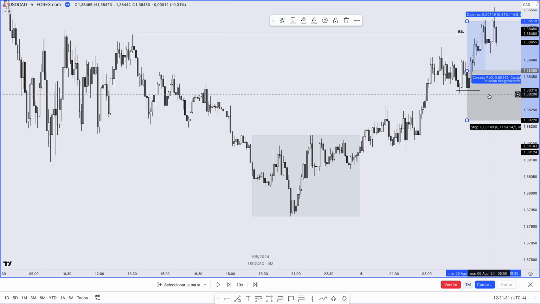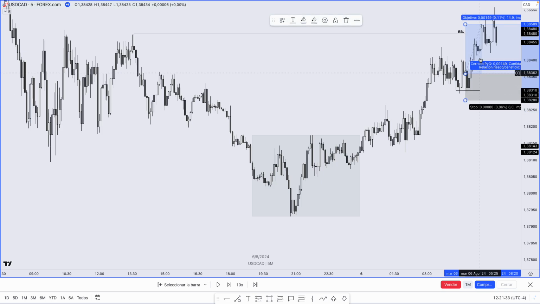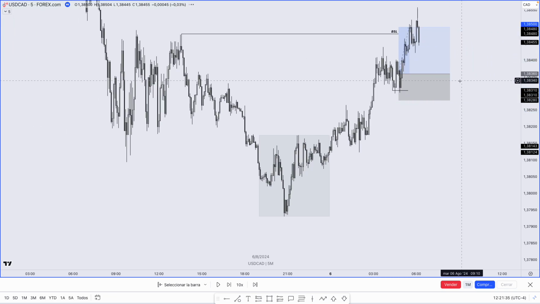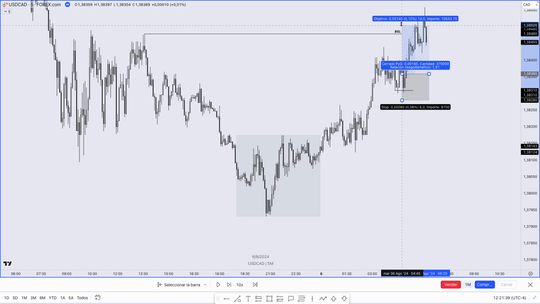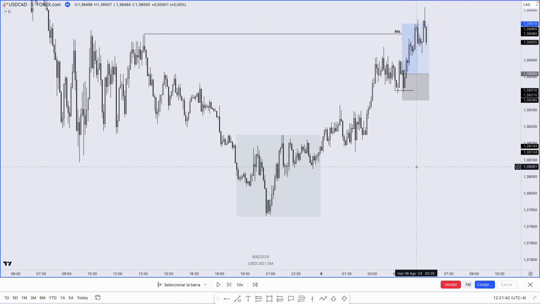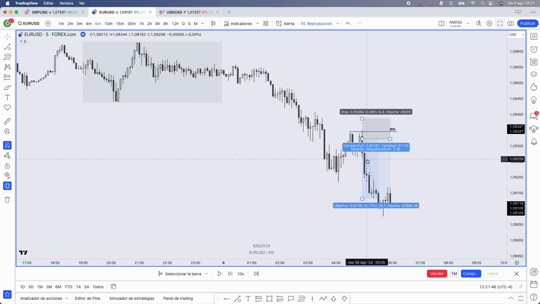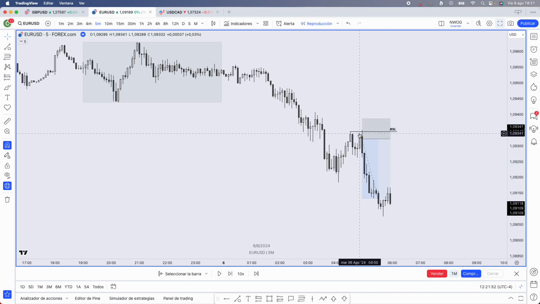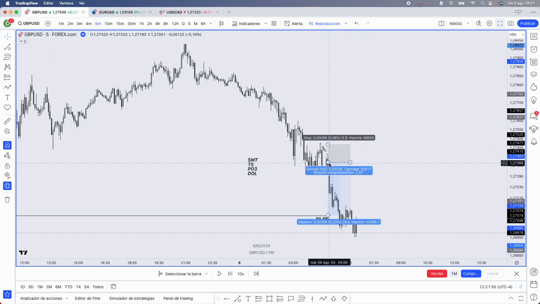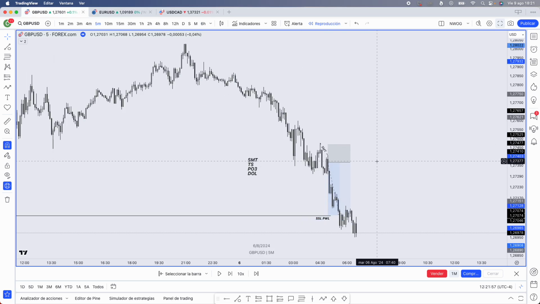So let's now explain how I passed the challenge. This was in total a little bit more than 8R, and I was risking 0.5. So here in USD CAD I made $1,000. Then in euro I made close to 2,000, and in GU same. It was a little bit more than 0.5 risk per trade, something close to 0.7 on every trade.